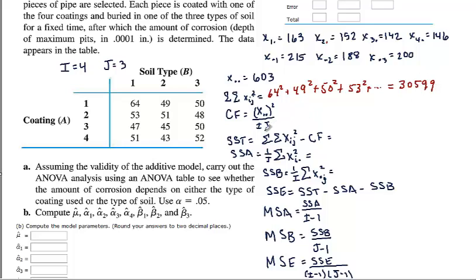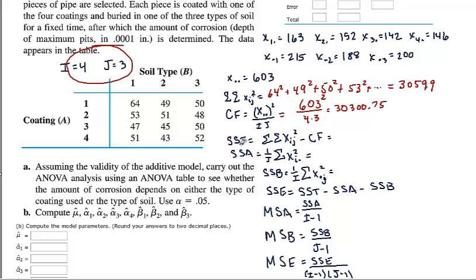The next one is also called your grand mean, or correction factor. It's another way to describe it. What you're going to do is take your x dot dot, square it, so 603 quantity squared, and divide it by your I times your J. So in my case, here's my I and my J. I wrote them out there to the side for you as a reminder. So this is 4 times 3, or 12. And with that, you would get 30,300.75.